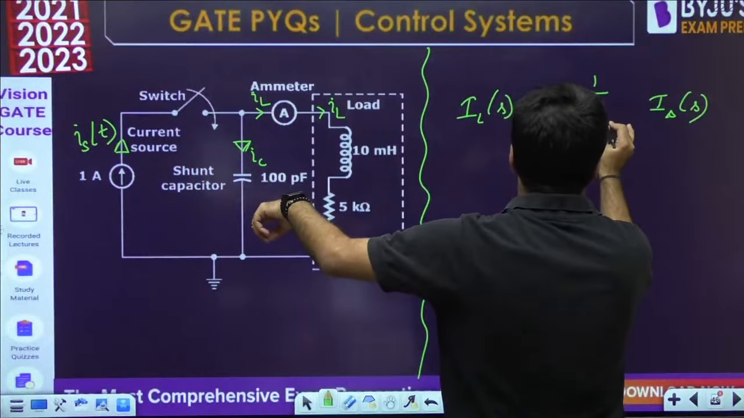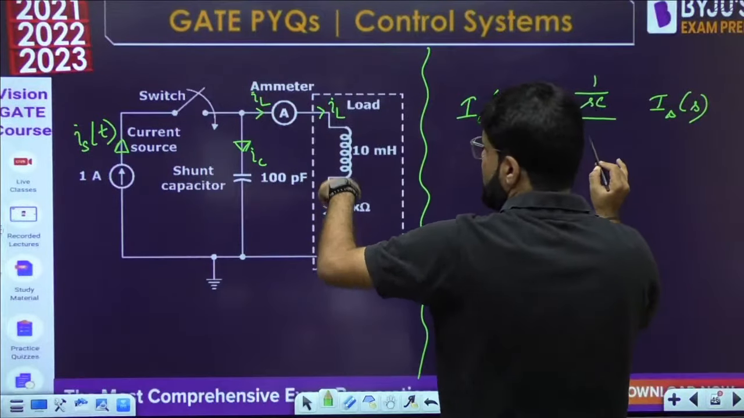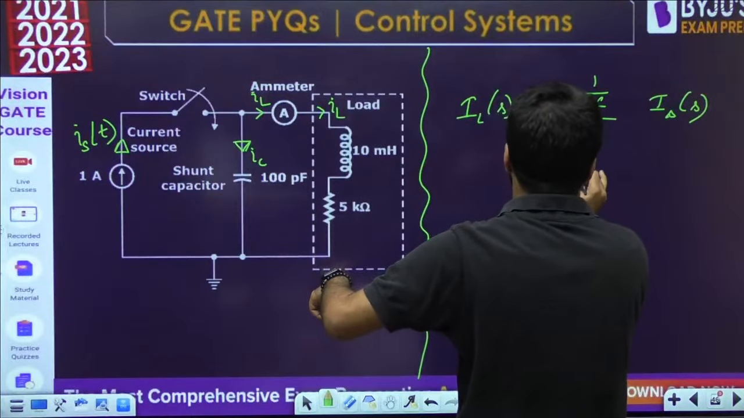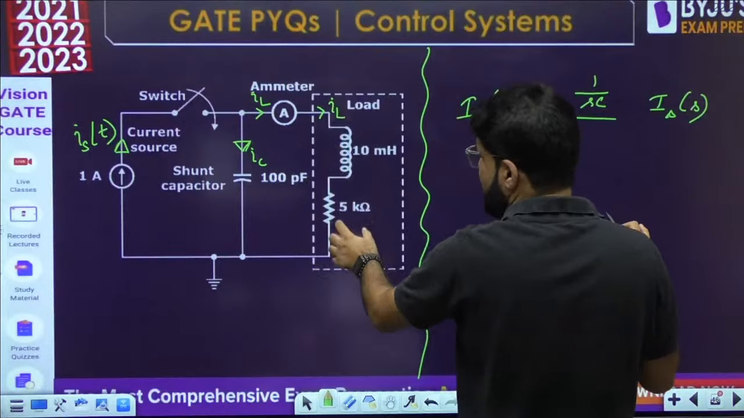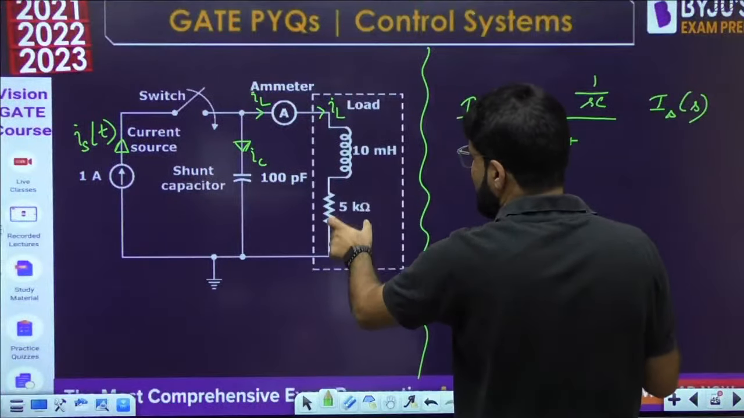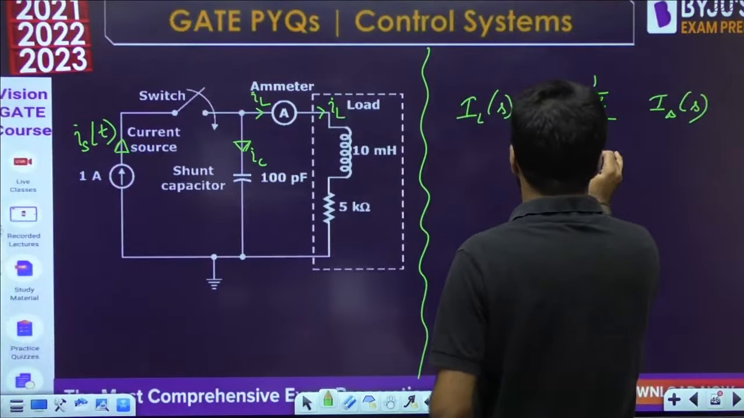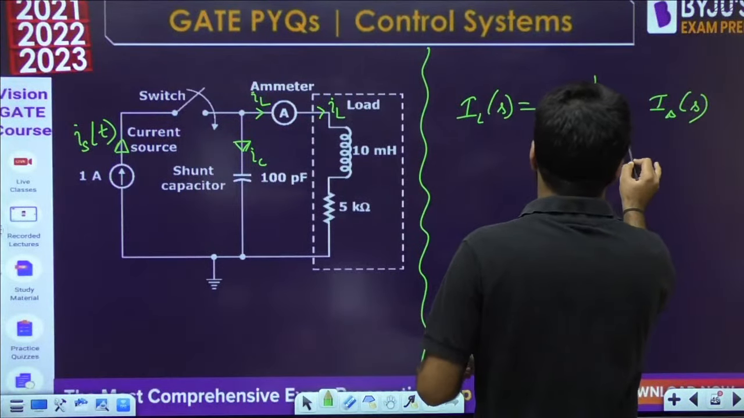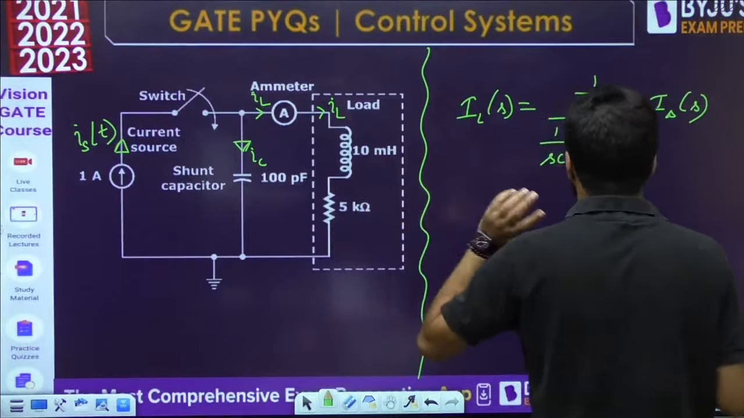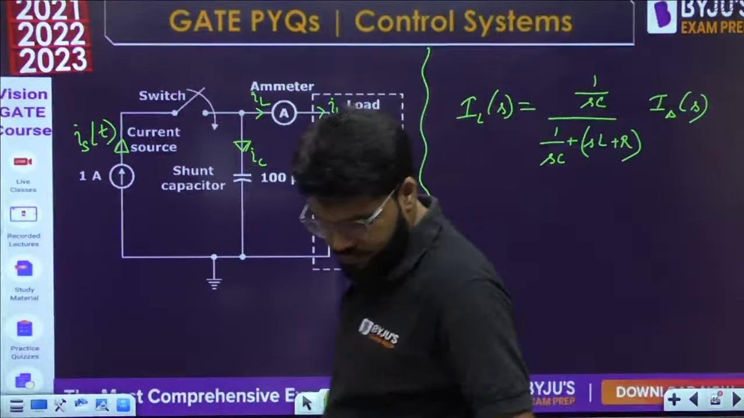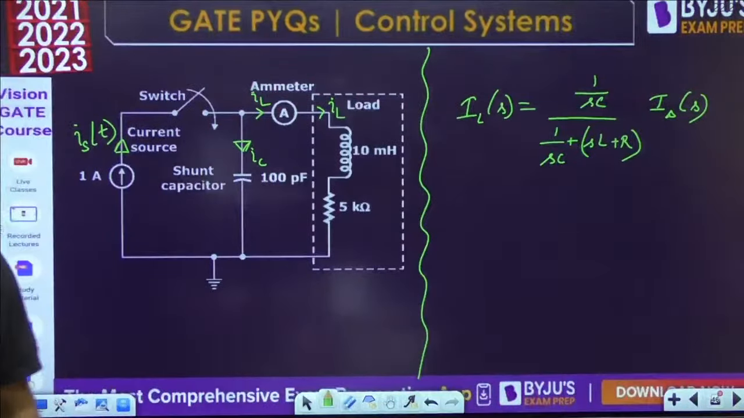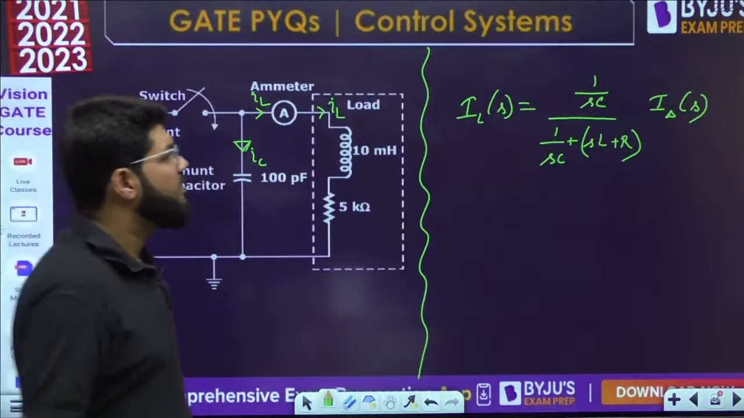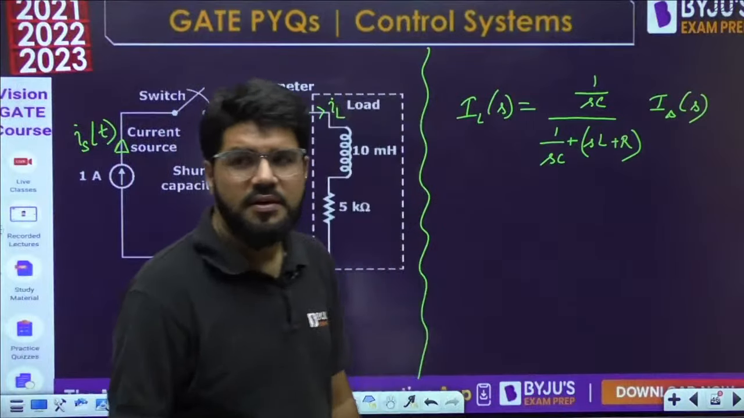So that is going to be 1 by SC divided by the total impedance. 1 upon SC, Z1 plus Z2. Okay, so 1 upon SC yahan pe aa gaya aur yahan pe aa gaya, plus the total load impedance, and that is SL plus R, impedance of the inductor, and this is the value R. Okay, so current division I have applied. The current division rule, basic.